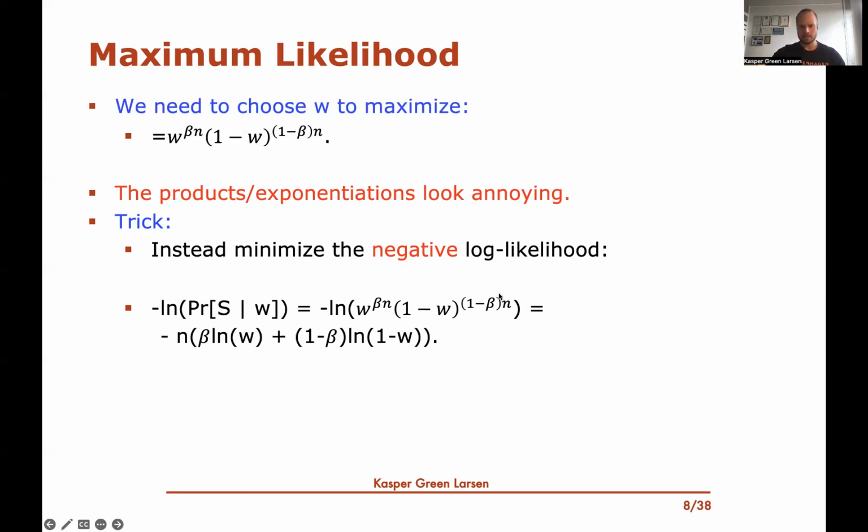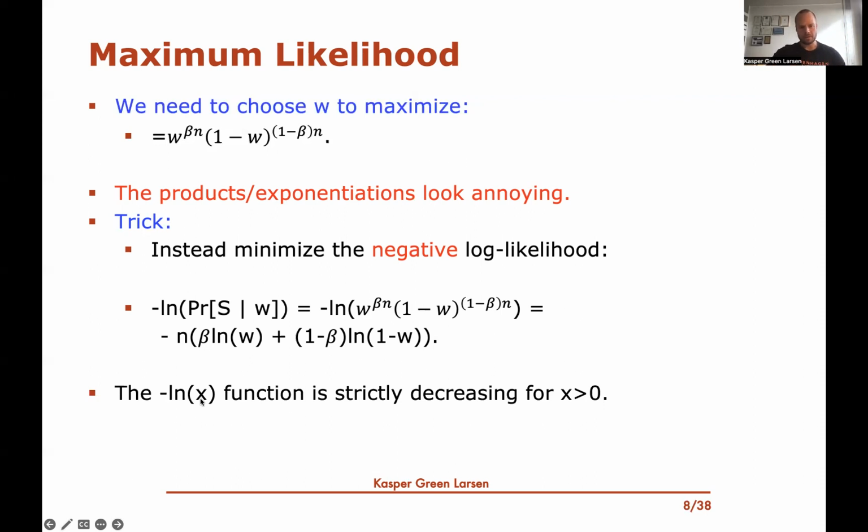Similarly, if we have 1 minus W to the 1 minus beta, if we already pulled out the n, the 1 minus beta moves down, and then we have log of 1 minus W. Okay. So the reason why we're doing this is, of course, it simplifies the expression a lot, right? We get rid of all the products.